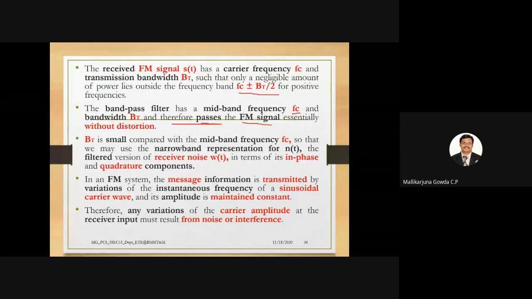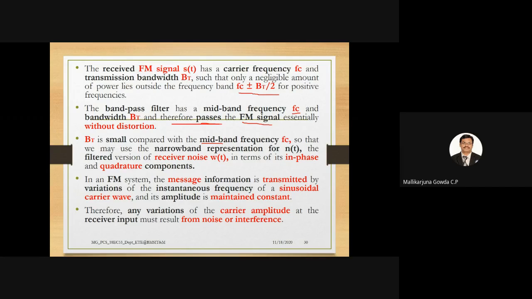Since the bandwidth of the band pass filter is small compared to the midband frequency FC, we can represent the narrowband noise in terms of in-phase and quadrature-phase components. So that also we have discussed.